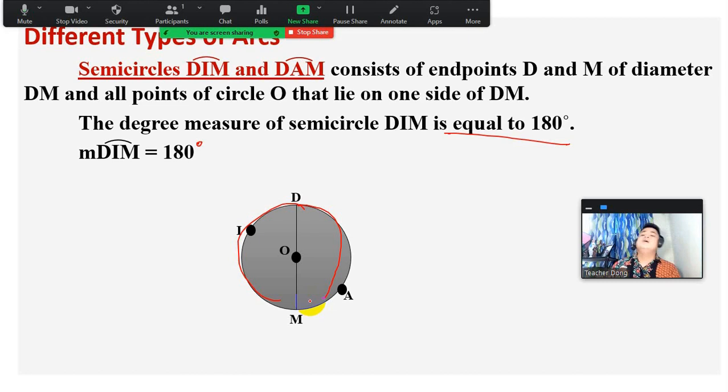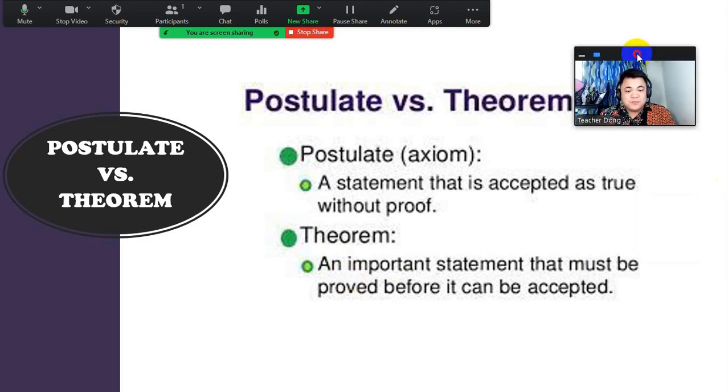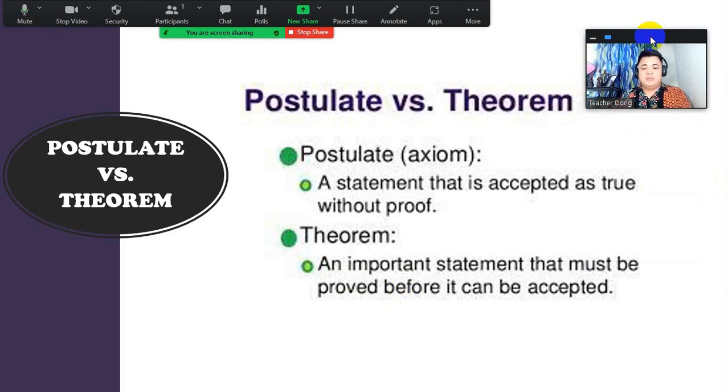Now, postulate versus theorem. In geometry, we are always using postulates and theorems. But how are we going to differentiate them? When we say postulate, it's already accepted as a universal fact, a statement that is accepted as true without proof. So you don't need to prove this one because it's already accepted as fact. Next, theorem. It is an important statement that must be proved before it can be accepted. So we're not saying it's false, but a theorem must be proven first before we accept it. Unlike a postulate, we can directly use it without proving it because it is universally accepted as fact.